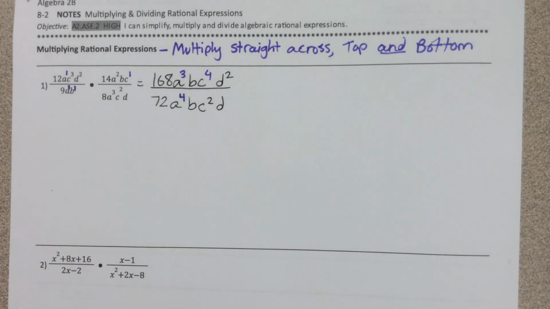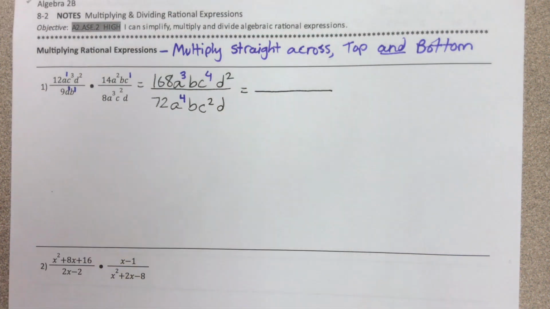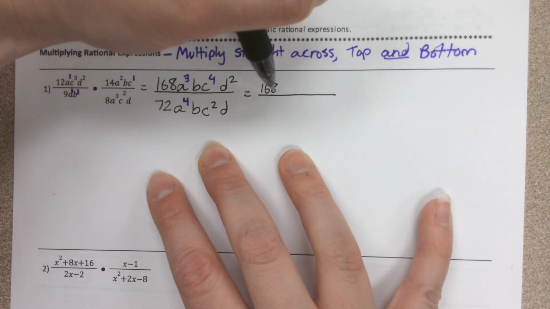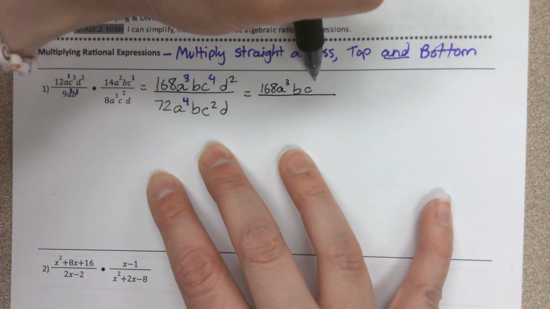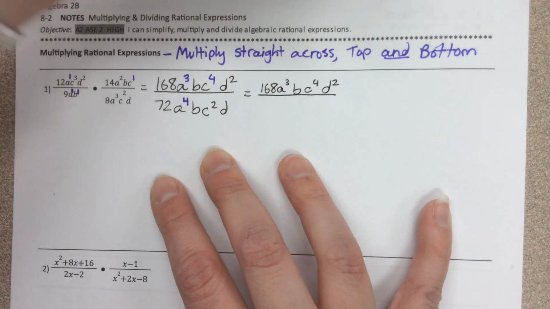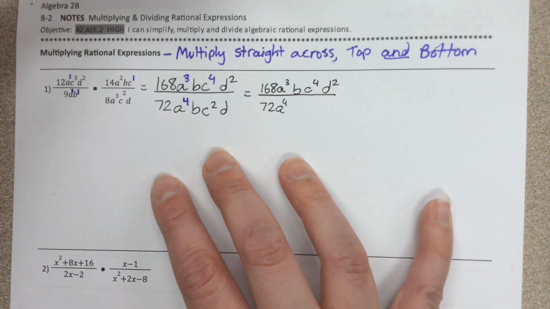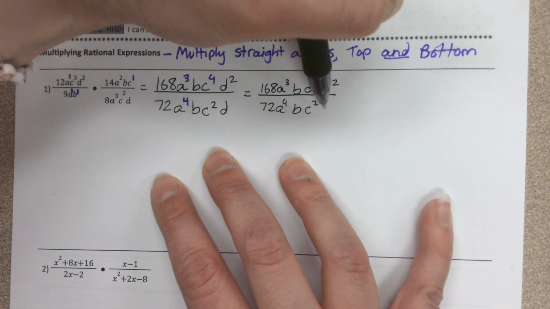Just like the previous notes, this is my nice copy of the fraction, so I'm going to leave that, rewrite it, and then in the rewritten one, I will do all the canceling. When you go back and look at these later, it'll be nice to be able to clearly follow what you did each step. 168, a cubed, b, c to the fourth, d squared, over 72, a to the fourth, b, c squared, d.